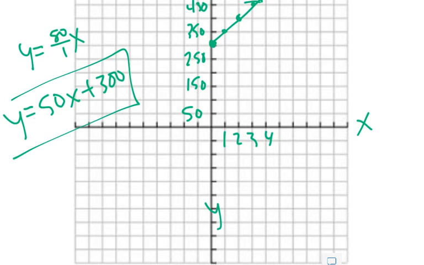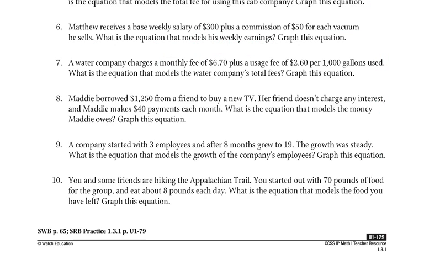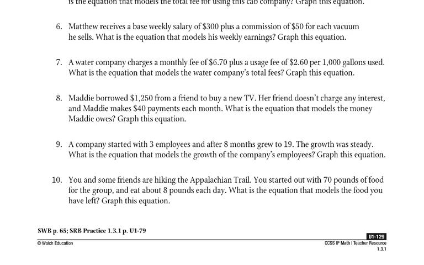Okay. Should we connect the dots here? Can he sell half a vacuum? No, so really, we shouldn't connect our dots, because he can't sell 2.5 vacuums and get paid $375. Doesn't work that way. Okay? So, according to the story problem, we do need to think about whether we can connect the dots, because we can't always connect the dots. Okay, number 7. We're almost there.